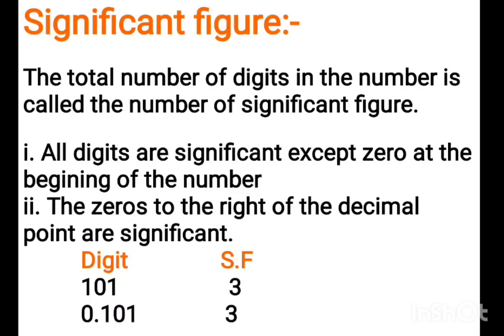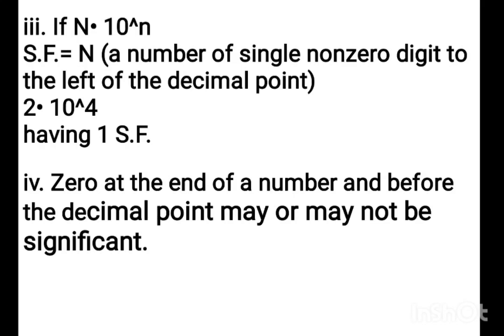Now the third one, that is n into 10 to the power n. The number of significant figures equals n, when n is a single non-zero digit to the left of the decimal point. Single non-zero digit, written left of the decimal point. Non-zero digit means the number never starts with 0.